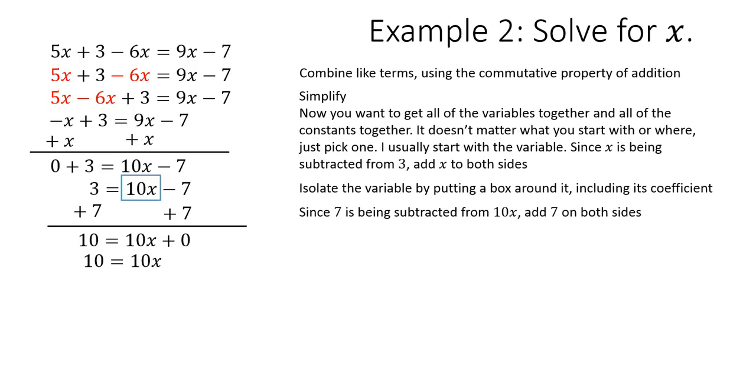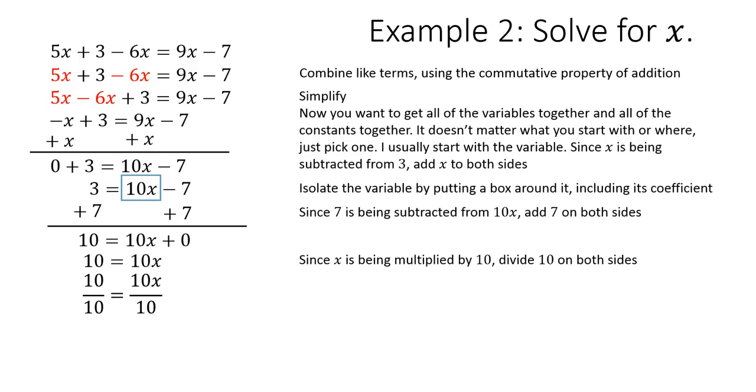So I'm going to simplify that. And since x is being multiplied by 10, I'm going to divide both sides by 10, and then I'm going to simplify. 10 divided by 10, that's going to be 1. And then 10 divided by 10, that's 1. And then there's still an x there. And anytime you multiply something by 1, it's going to stay the same. So that 1x is just going to be x. So 1 is equal to x.